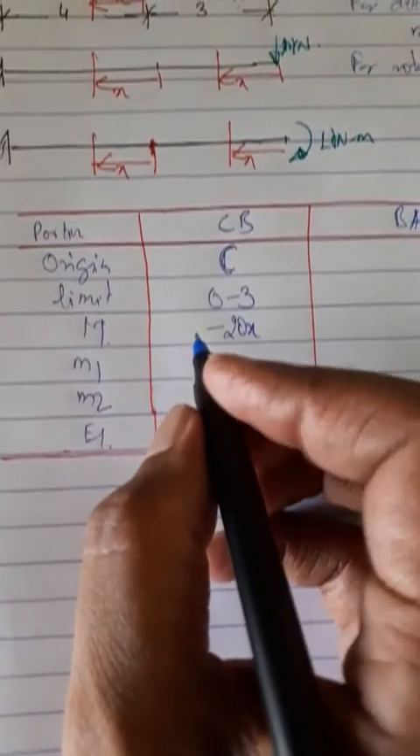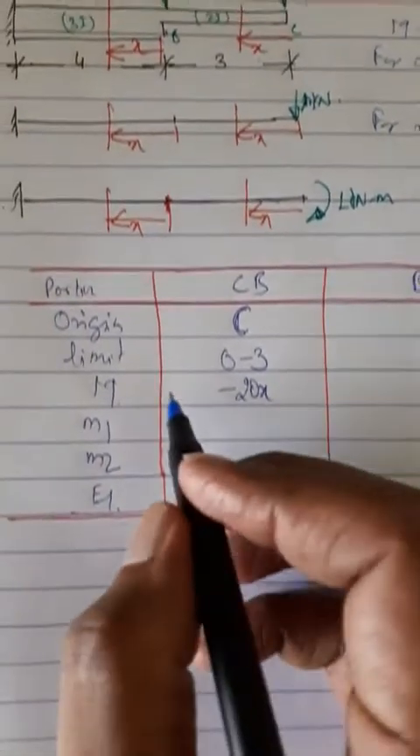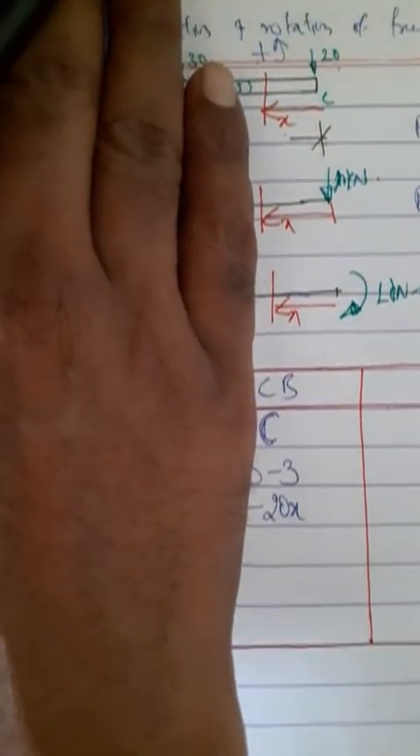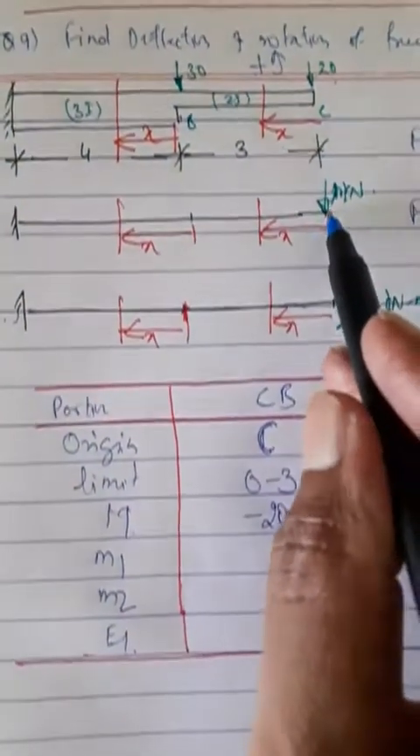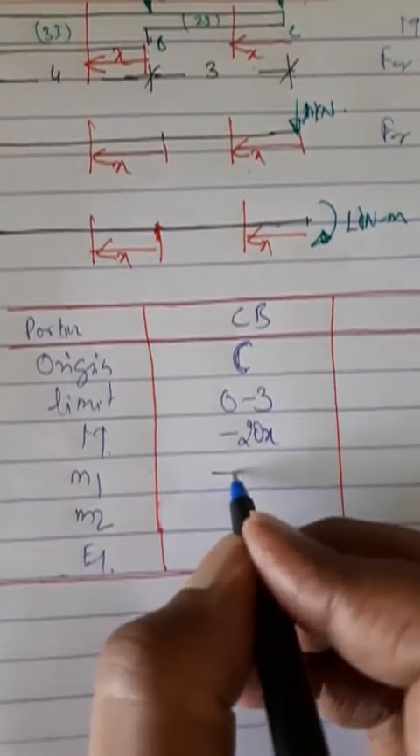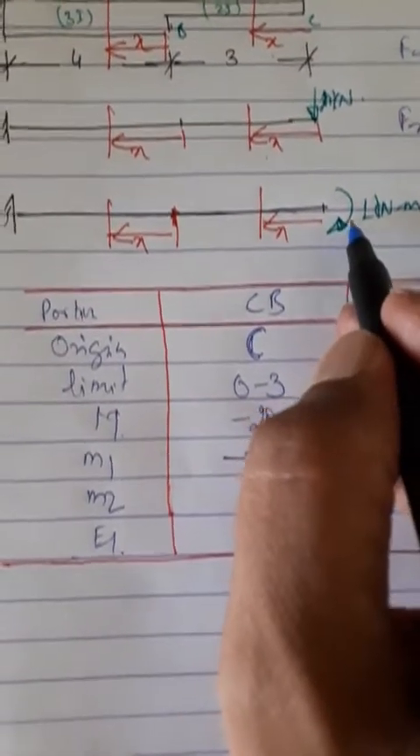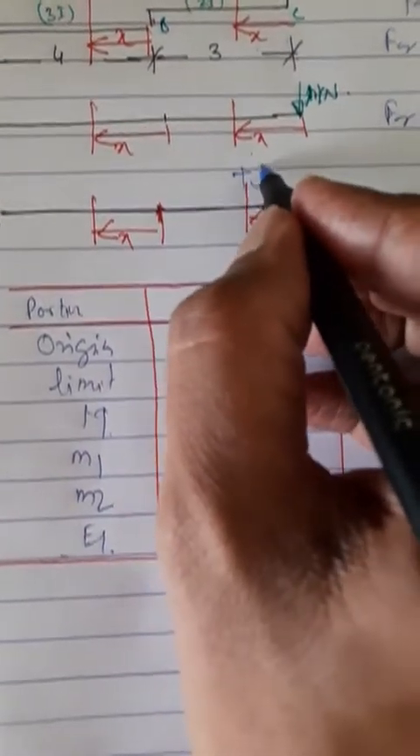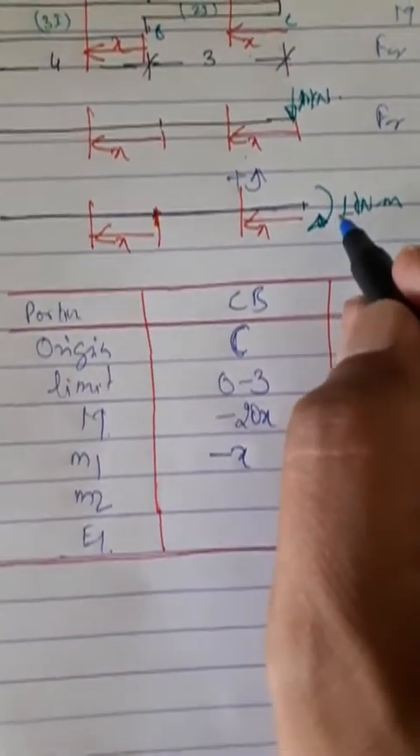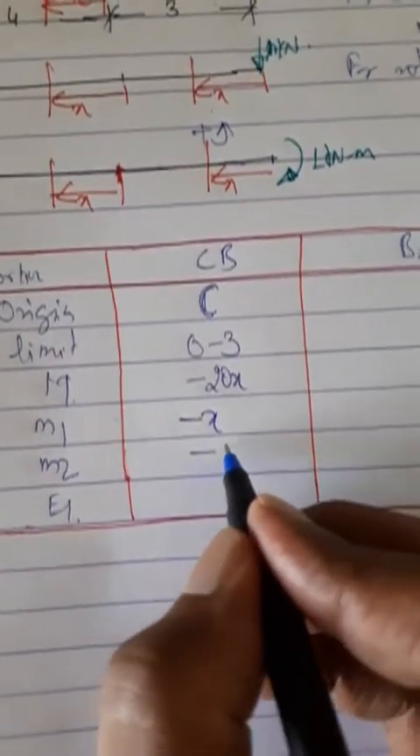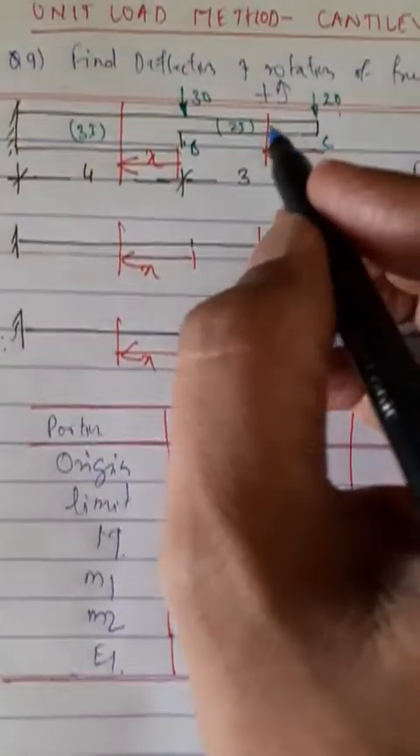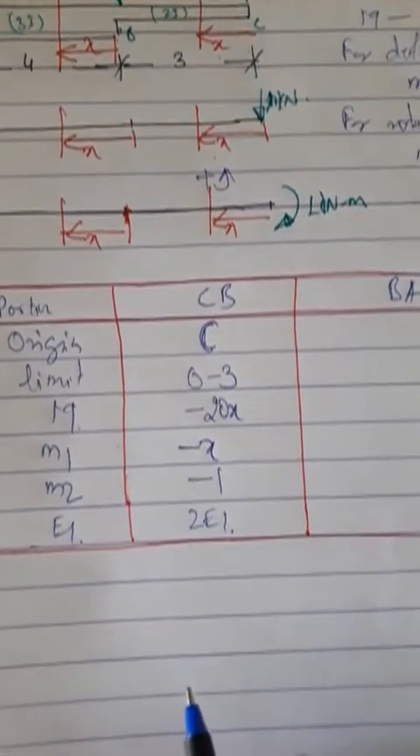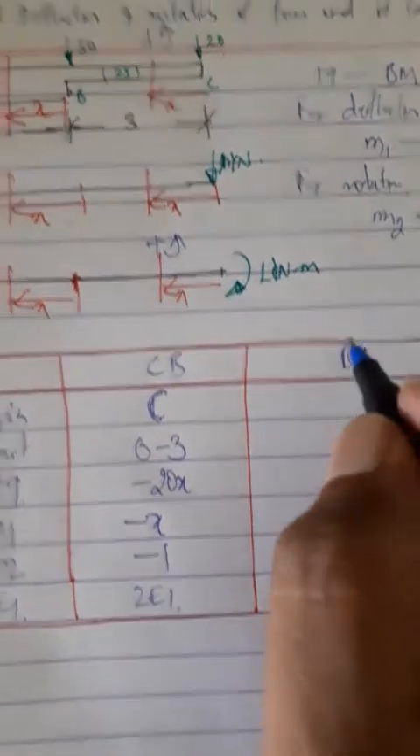M1, I'll come to that later on. Now m1 because of this, forget this part, only 1 into x, minus x. Here the same couple is continuing from here till here. Again my sign convention says right hand side clockwise should be positive. I have taken anti-clockwise, so minus 1. Here EI value, here EI is 2EI.